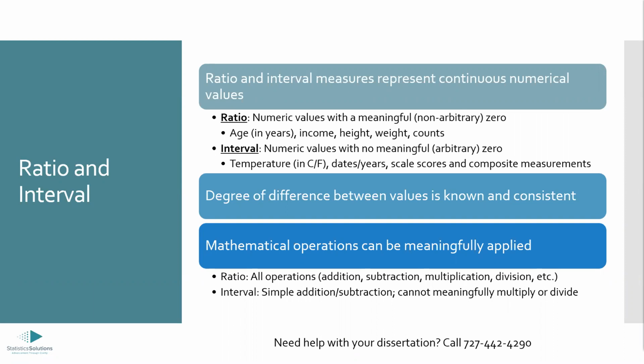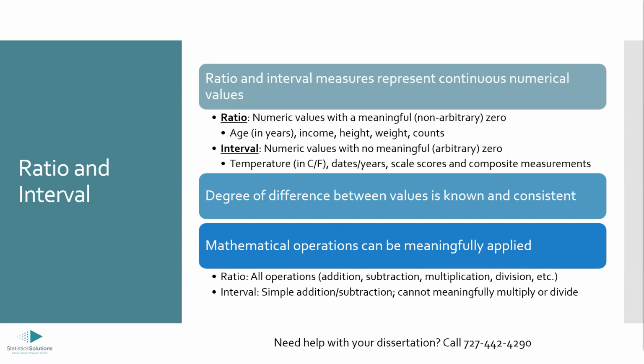and so on. And because we know that the degree of difference between values is consistent, we can apply certain mathematical operations in terms of interpreting these values. So for ratio, you can pretty much use any mathematical operation in interpretation. For interval, you can use simple addition and subtraction, but not necessarily multiplication or division. But what exactly do I mean by this?